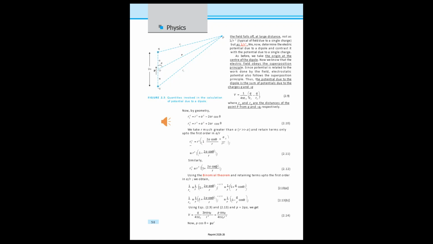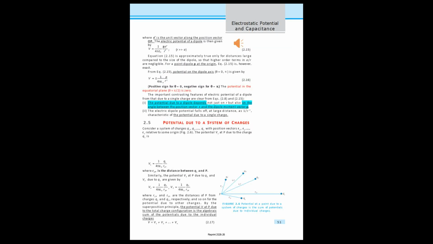Using equations 2.9 and 2.13 and p equals 2qa, we get the equation 2.14. Now, p cos theta equals p dot r cap, where r cap is the unit vector along the position vector OP. The electric potential of a dipole is then given by the equation 2.15.